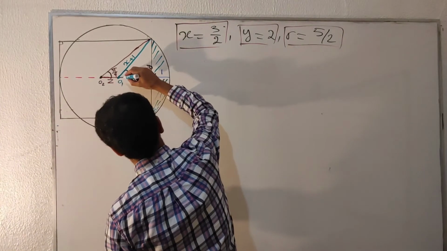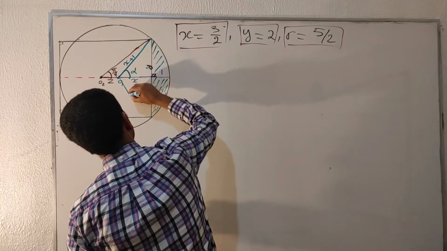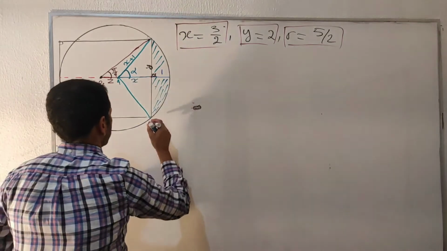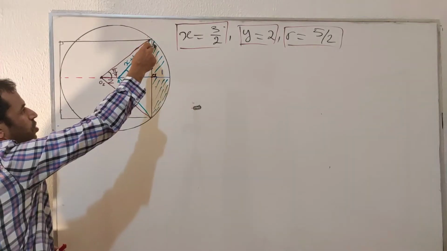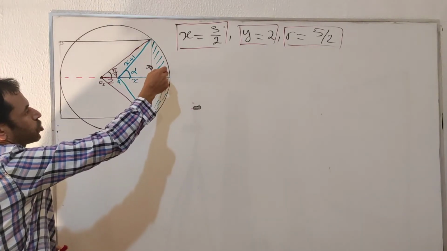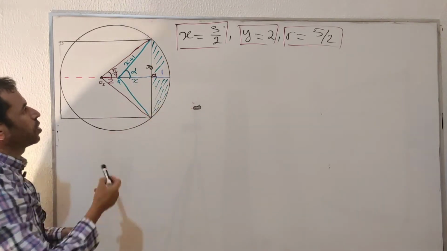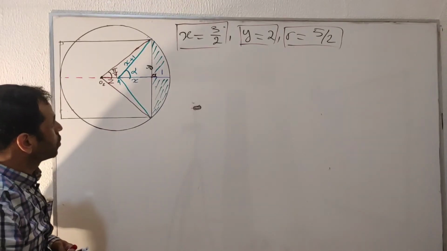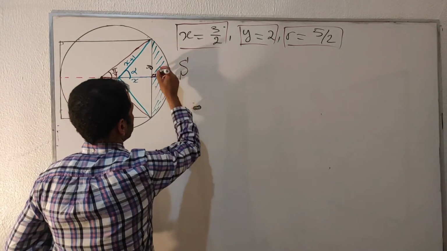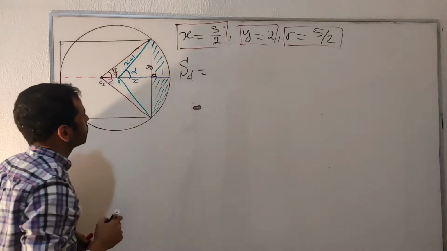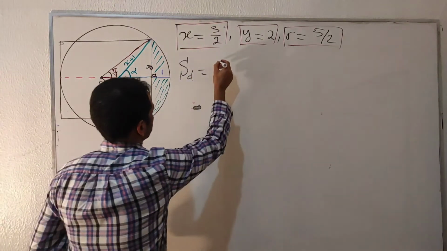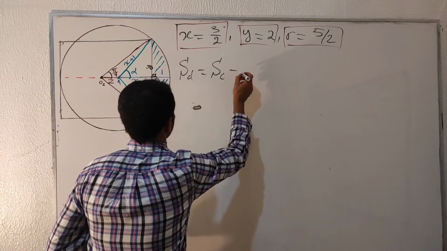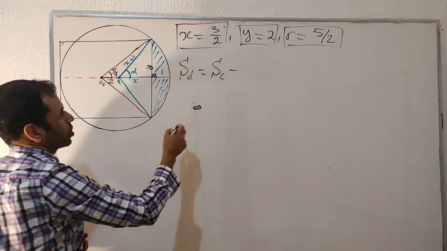So I will have the same thing here. Let's draw this line from this point, passing through it to this one. It's very clear here, the area of this portion equals the area of this sector minus the area of both triangles. So let's call the shaded area SD, which equals the area of this sector, let's call it SC, minus the area of both triangles, let's call it ST.